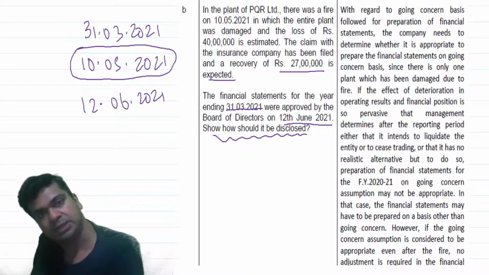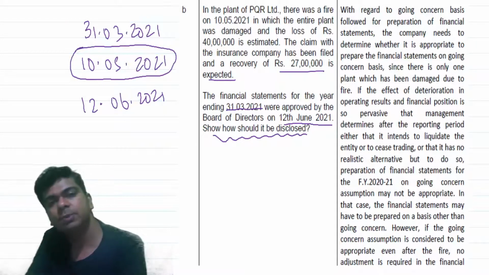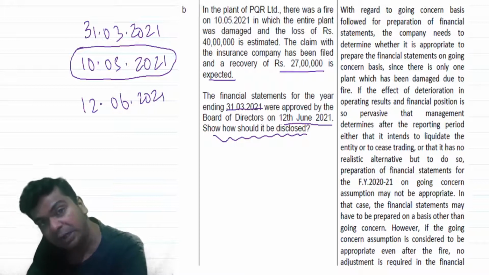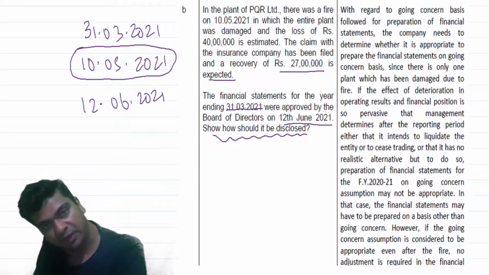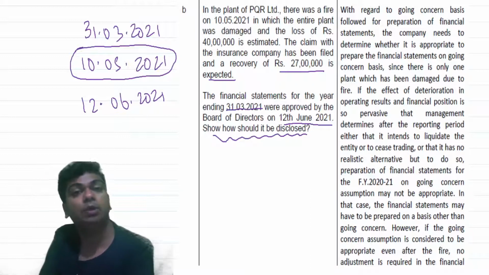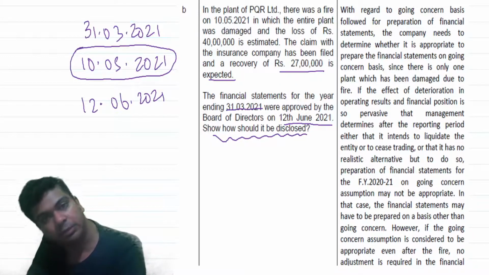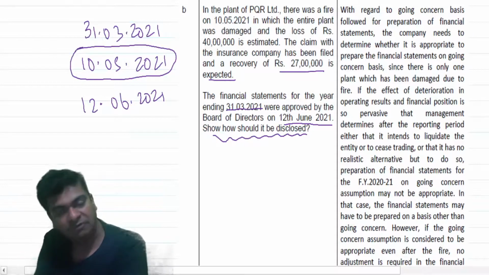It's very clear that the circumstances that have resulted in this particular event were definitely not prevailing on the balance sheet date. That means this is a non-adjusting event. If it is a non-adjusting event, I do not have to restate the financial statements. But we should also understand the gravity of the situation.